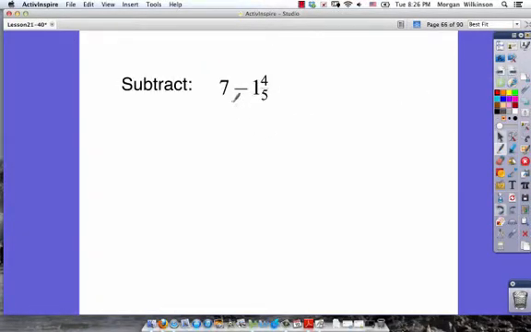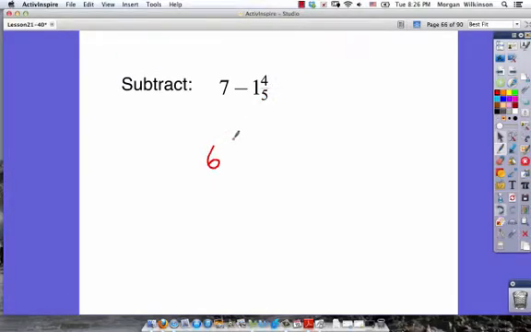Alright, let's go ahead and subtract 1 4/5 from 7. So we're going to rewrite 7 as a 6. What we're doing is borrowing and regrouping. So we're taking 1 away from the 7, we're adding a whole. Well, we know the whole has to be out of 5, because that's the denominator for our mixed number.